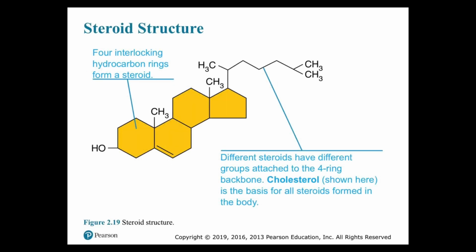Figure 2.19 shows you a generalized steroid structure. So notice the 4 fused rings or 4 interlocking hydrocarbon rings. So a steroid is made up of mostly carbons and hydrogens. So different steroids have different groups attached to the four-ring backbone, and this particular steroid is cholesterol.